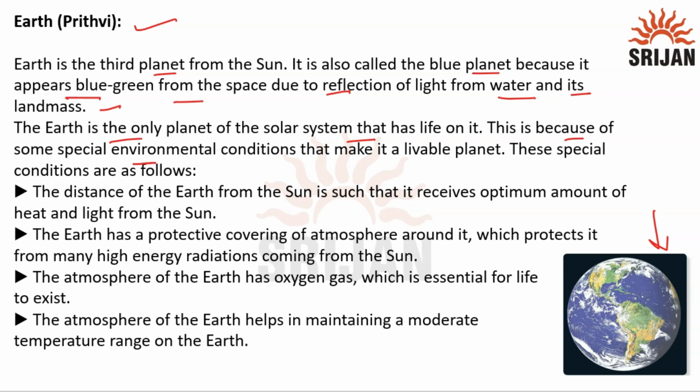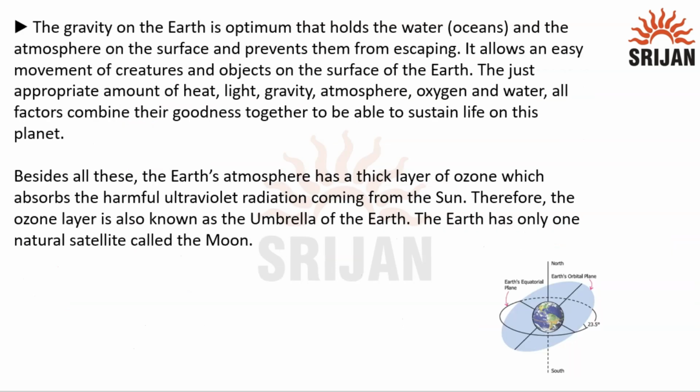This is because of some special environmental conditions. The distance of the Earth from the Sun is such that it receives an optimum amount of heat and light from the Sun. Second, Earth has a protective covering of atmosphere around it, which protects it from many high energy radiations coming from the Sun. Next, the atmosphere of the Earth has oxygen gas, which is essential for life to exist, and the atmosphere helps in maintaining moderate temperature ranges on the Earth.